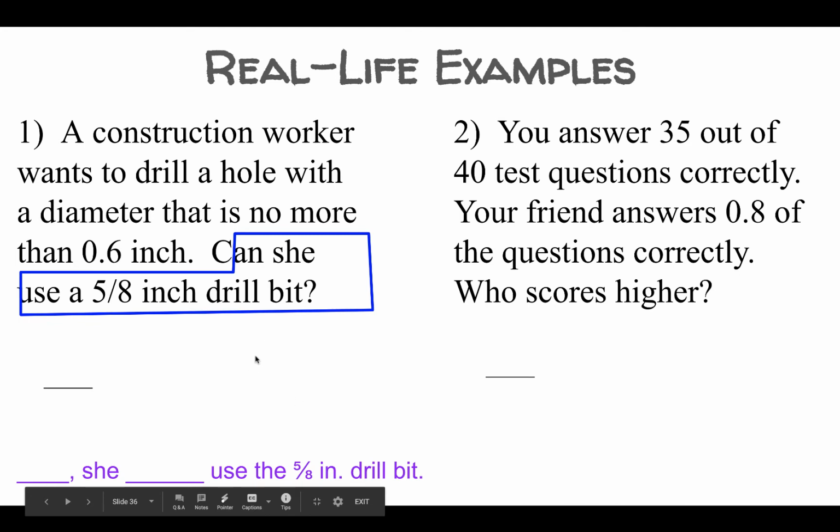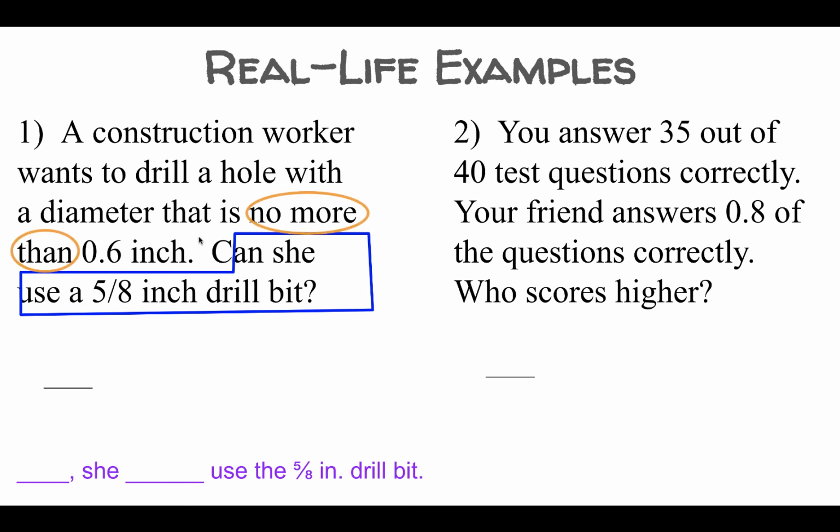Now, if I go line by line, I normally look for a key operation word, but here it's a comparison phrase, no more than. So she doesn't want the hole to be bigger than 6/10 of an inch. So can this drill bit keep the diameter within 6/10 of an inch? Well, we need to compare this fraction to this decimal. And the easiest way to compare is to put them both in decimal form. So first of all, the numbers I need to work with are the 6/10 of an inch and the 5/8 inch drill bit.